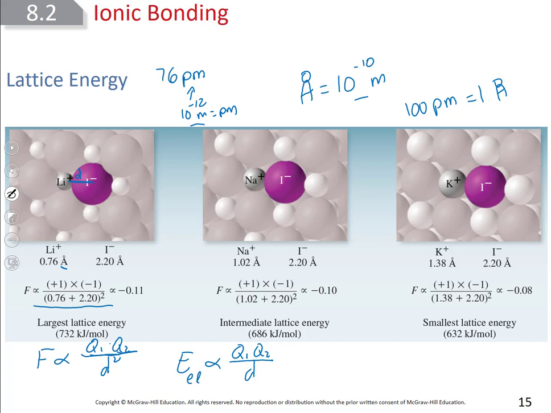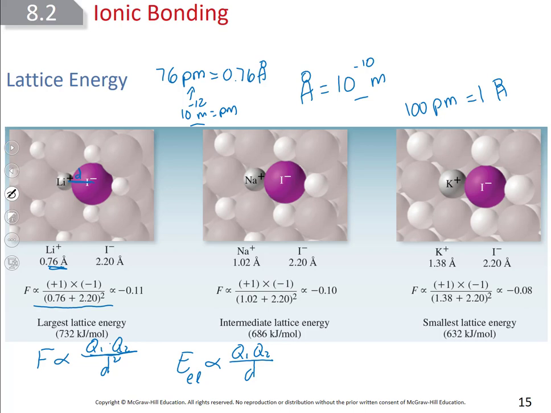Therefore, if I have 76 picometers, how many angstroms is that? That is 0.76. Good. 0.76 angstroms. So that is where this number came from, 0.76 angstroms. They're just the numbers from the table in Chapter 7. We've just converted the unit from picometers to angstroms.